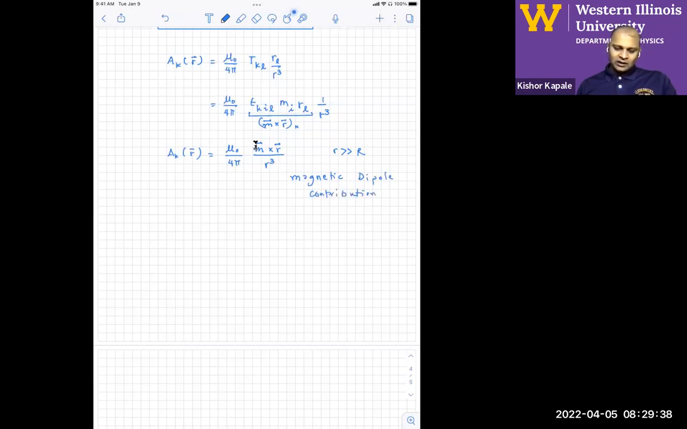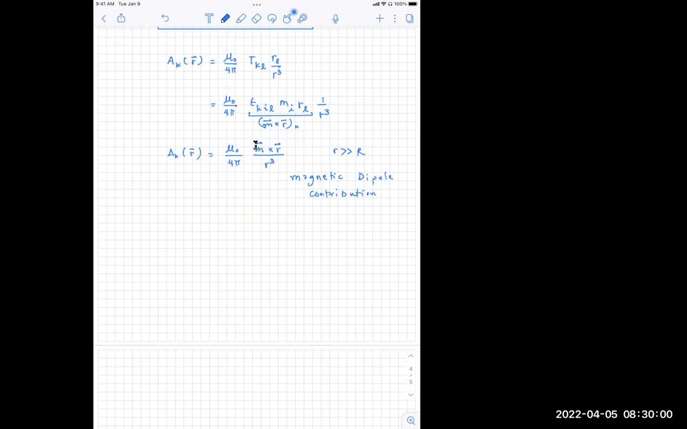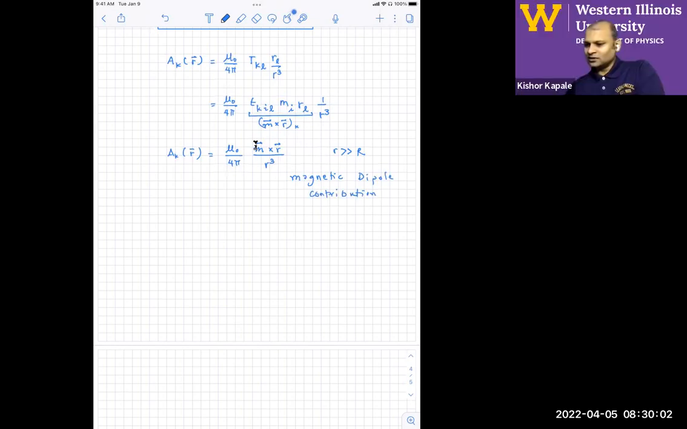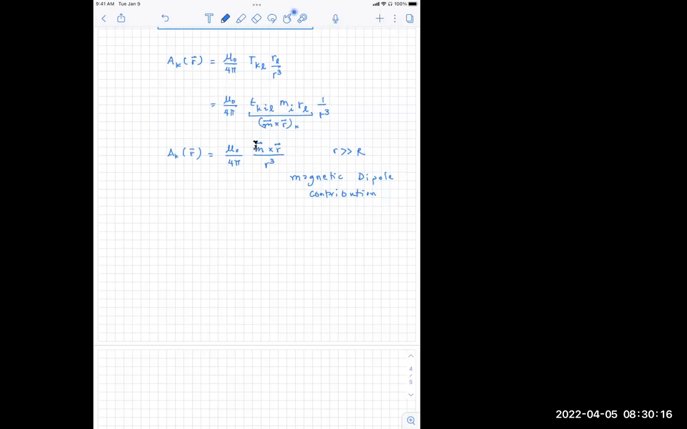Does anybody remember what was the contribution to the electric scalar potential due to the dipole? Anybody remember the form for that? No? Okay. It's from chapter 4. So let me just pull it out here so I can tell you how it looks. It is 1 over, so recall.